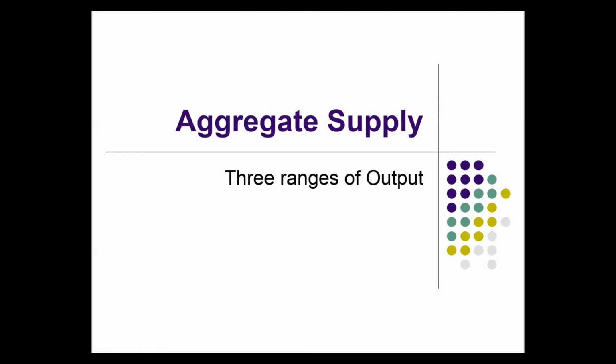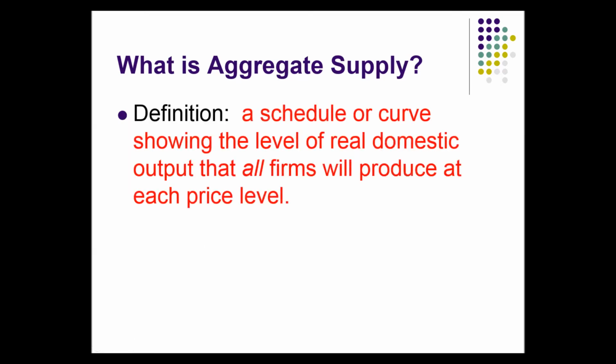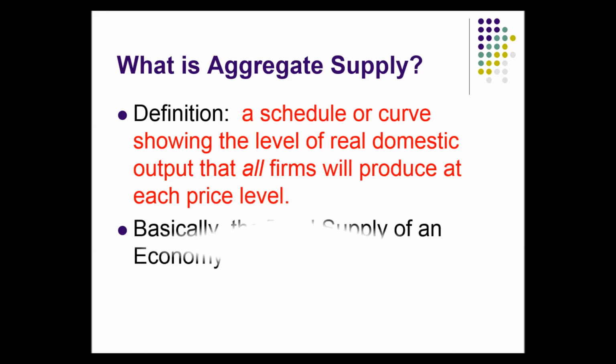So this is all about aggregate supply. So what is aggregate supply? It's a schedule or curve showing the level of real domestic output that all firms will produce at each price level. Basically, the total supply of an economy.